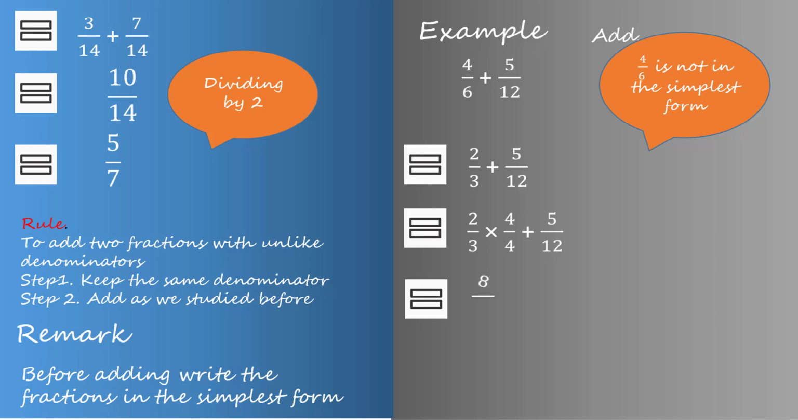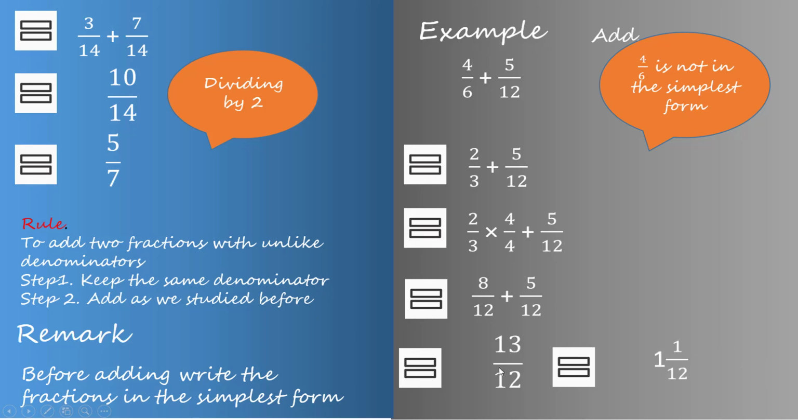So it will be 8 over 12 plus 5 over 12. So it will be 13 over 12. 13 over 12 is not in the simplest form. We can write it as a mixed number. So it will be 1 and 1 over 12.